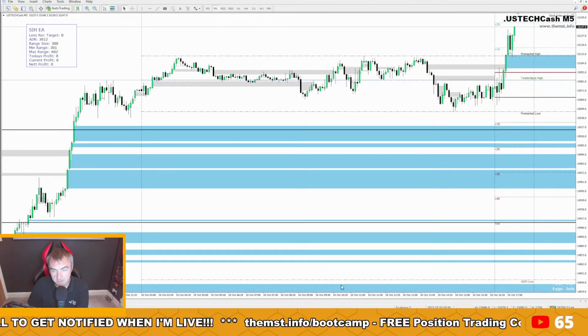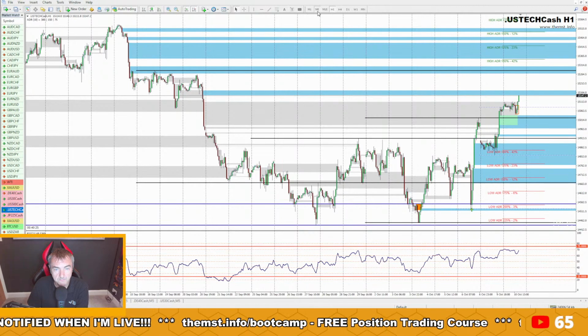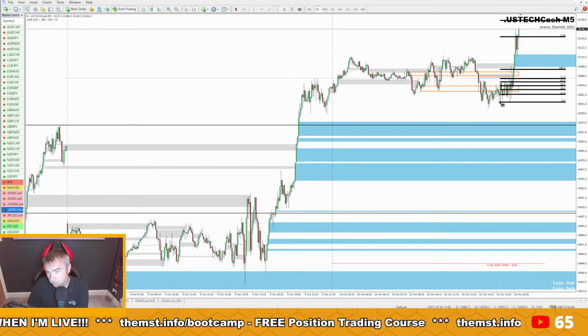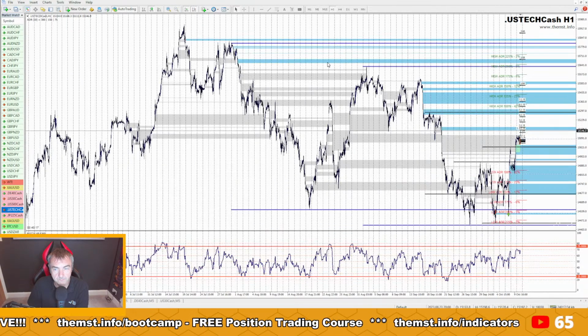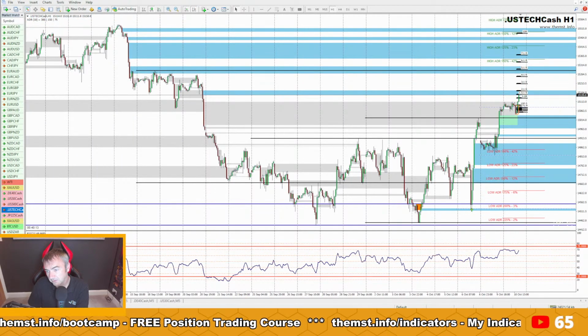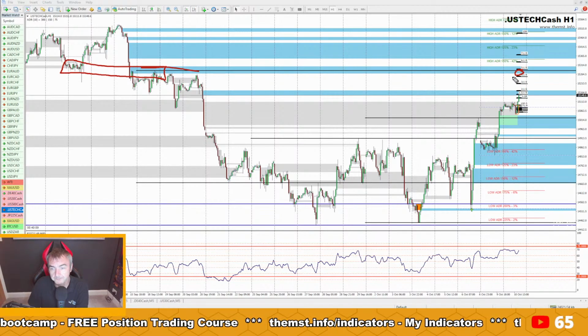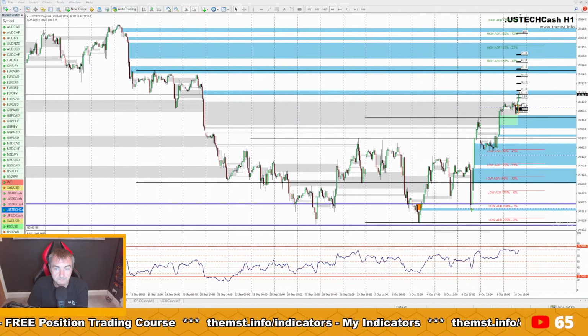Can't even get to it on that chart. So it's 4.5 R, 5 R. Nice trade, if it works.